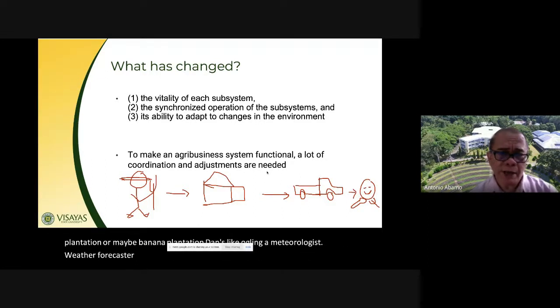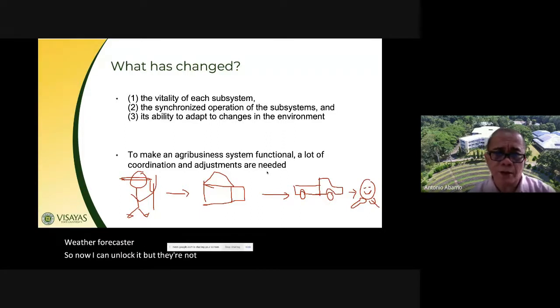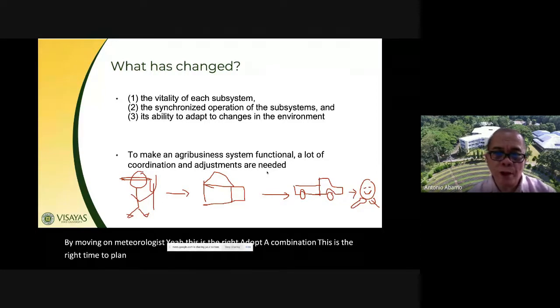So first, your harvest has to time with the weather pattern. If the meteorologist says this is the right combination, this is the right time to plant. That is how it used to be, when you would plant and wait for the harvest months later, something like that.